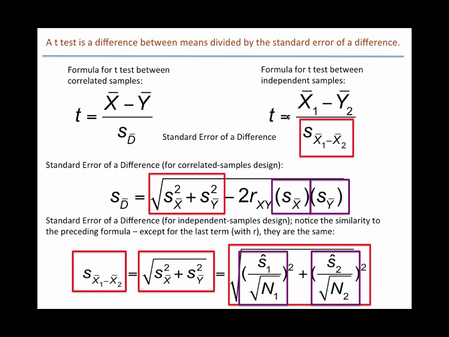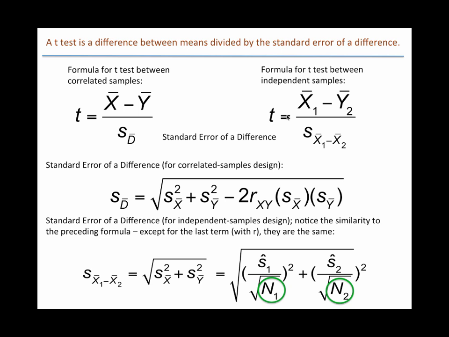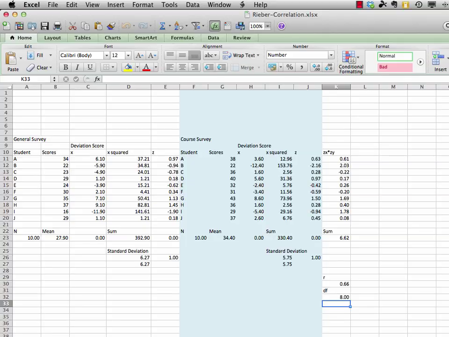So I hope you can see that even though it looks a little daunting, we have some mathematical symbolism that can really get in the way of understanding, but it's going to be pretty straightforward once we move to Excel, because we will be using n, the total number of participants. We will be using the standard deviations that we've already computed, and we will be using that Pearson r that we have already computed as well. Okay, let's move back to Excel.